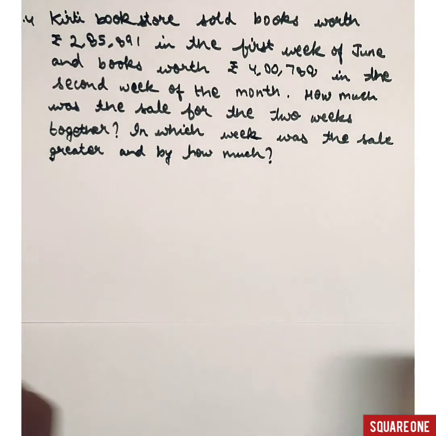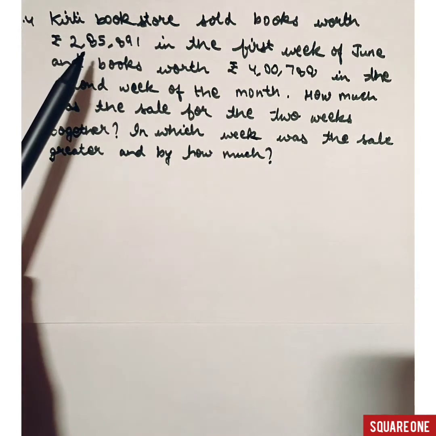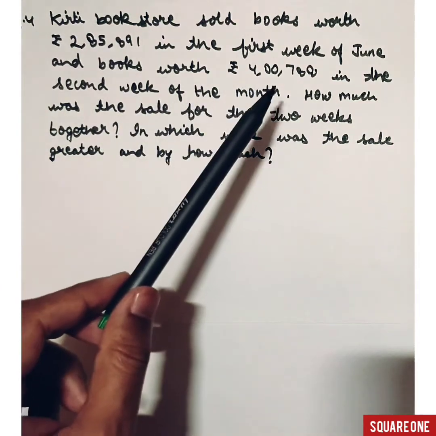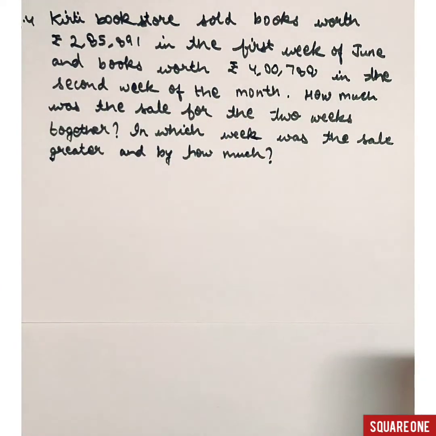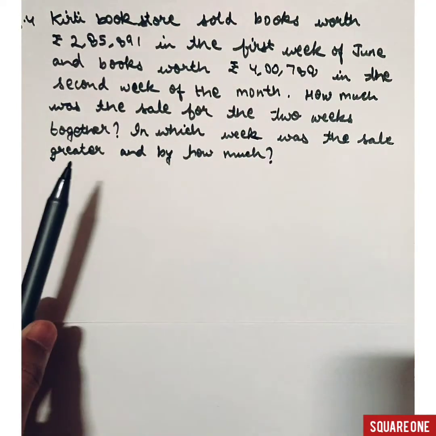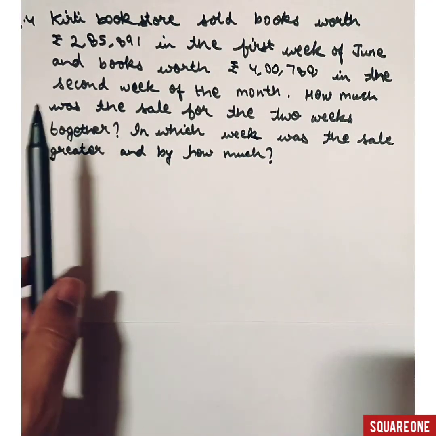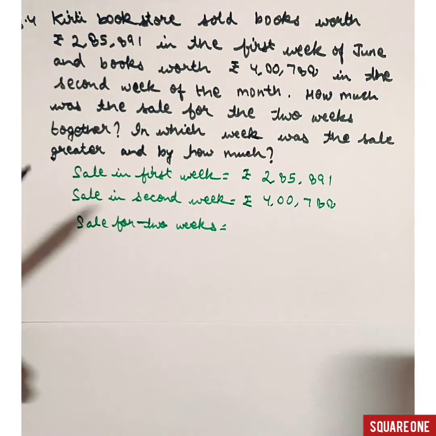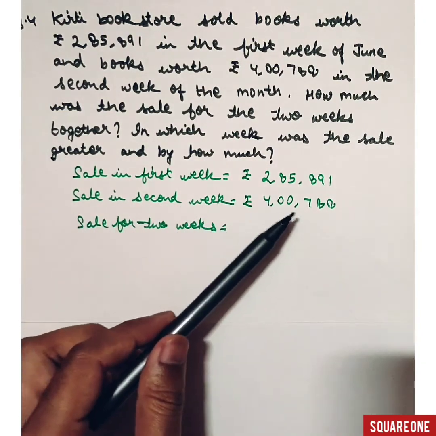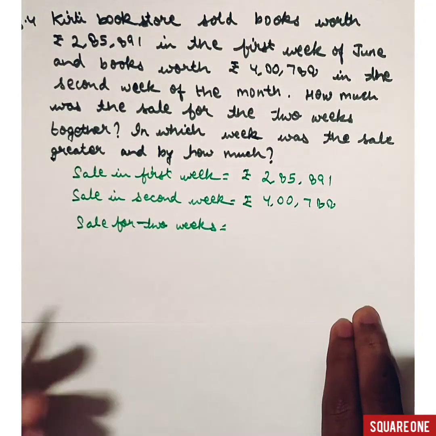Now we have been given details of a bookstore that they sold books worth rupees 2,85,891 in the first week of June and books worth rupees 4,788 in the second week of the month. So how much was the sale for the 2 weeks together? To find this out, we have to add them up. Okay, we have to add these numbers and we will get the sale for the 2 weeks together. Together means we have to find out the total of these numbers. So sale in the first week is 2,85,891. Sale in the second week is 4,788. Now sale for the 2 weeks means we have to add them up.